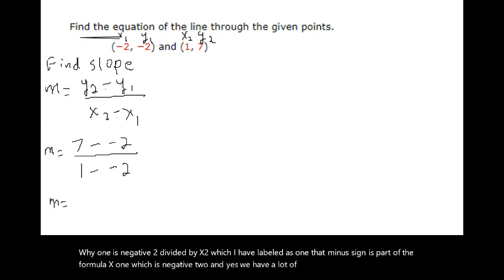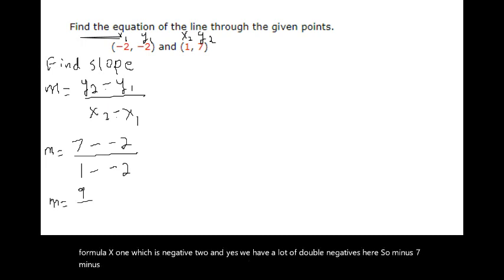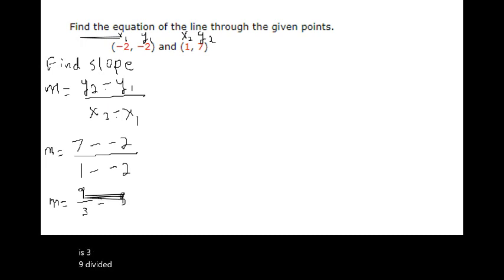So minus minus, 7 minus negative 2 is 9. Divided by, minus minus becomes plus, 1 minus negative 2 is 3. 9 divided by 3 is 3. So 3 is your slope.